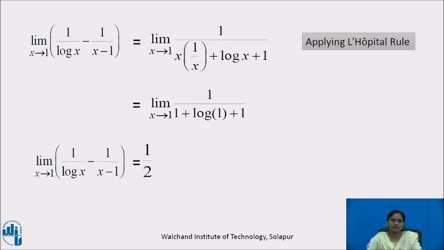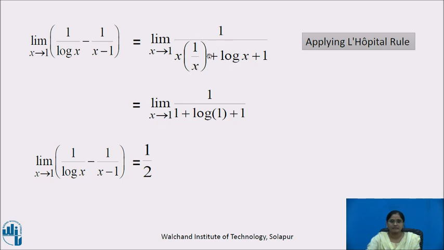Now again applying L'Hospital rule. Limit x tends to 1, 1 upon log x minus 1 upon x minus 1. I have applied L'Hospital rule again. Numerator's differentiation, x minus 1's differentiation is 1. In the denominator you have the x log x function. So again using the u dot v rule, you get the differentiation as x into log x derivative is 1 by x, plus log x as it is, derivative of x is 1, plus 1.